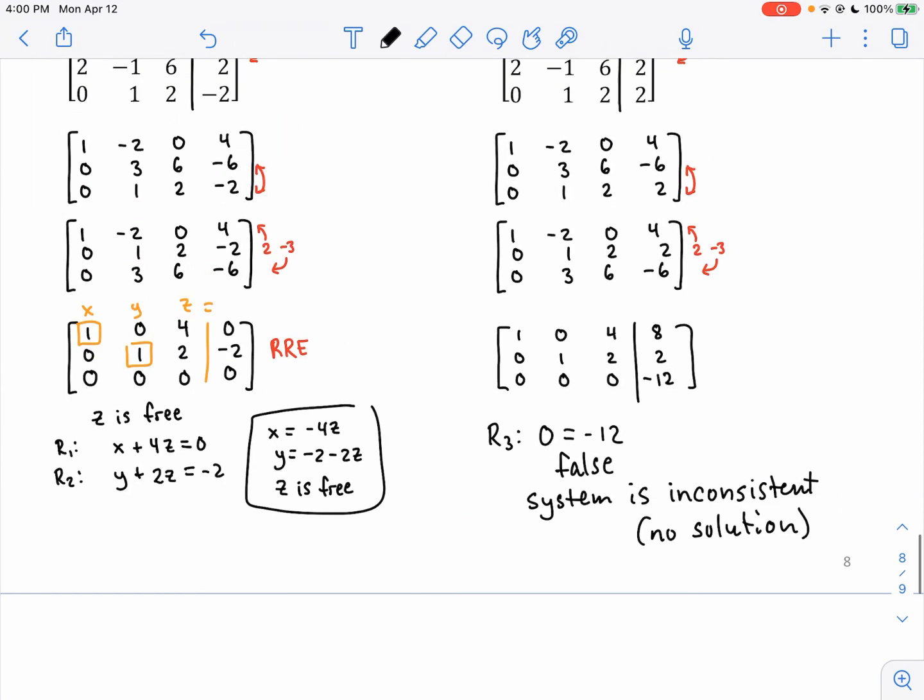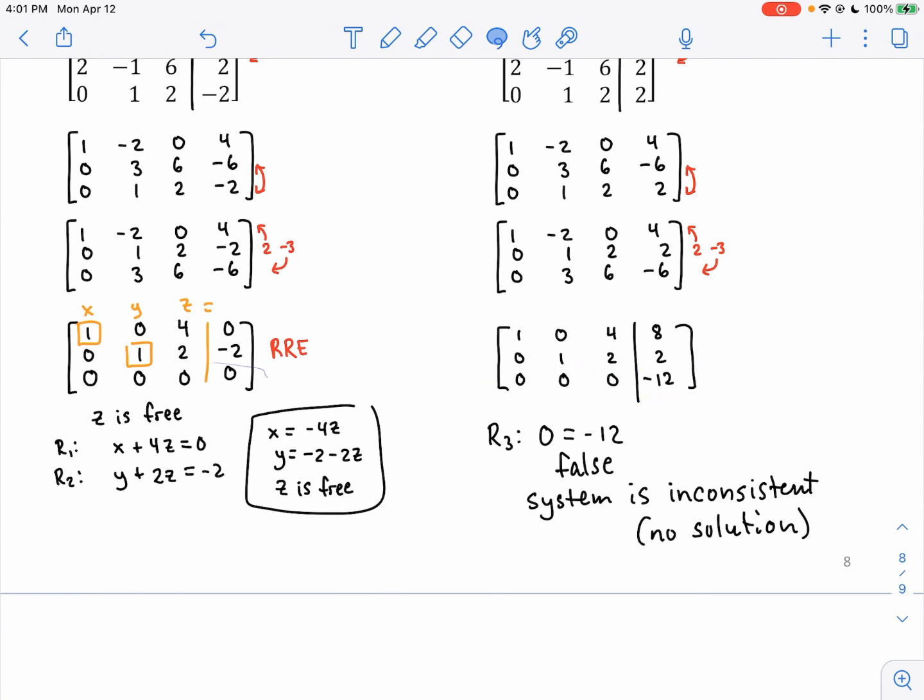And you don't necessarily need to go all the way to RRE form to make this conclusion. If ever in this process of trying to get to RRE form, you wind up with a row of all zeros except for the last entry, then this would communicate that 0 is equal to something that's not 0, and that's a problem. That's going to be an indication that you can just stop and that the system is inconsistent.